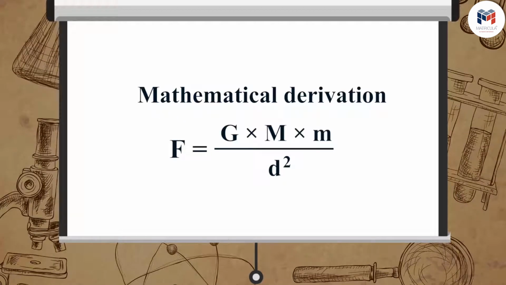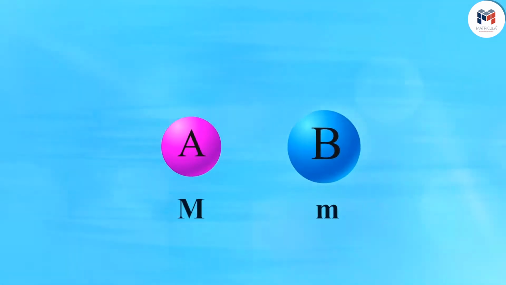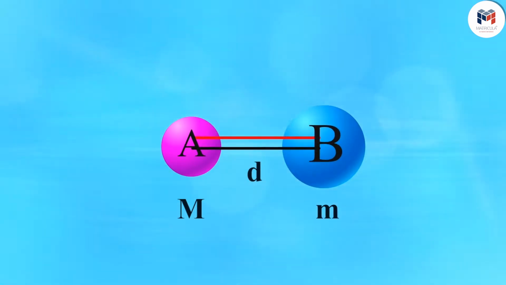Now, let's see how we can derive the mathematical representation of universal law of gravitation. Let us consider two objects A and B with masses m and m respectively, and the distance between them is d. Let the force of attraction between A and B be F. According to the universal law of gravitation, the force between the objects is directly proportional to the product of their masses.